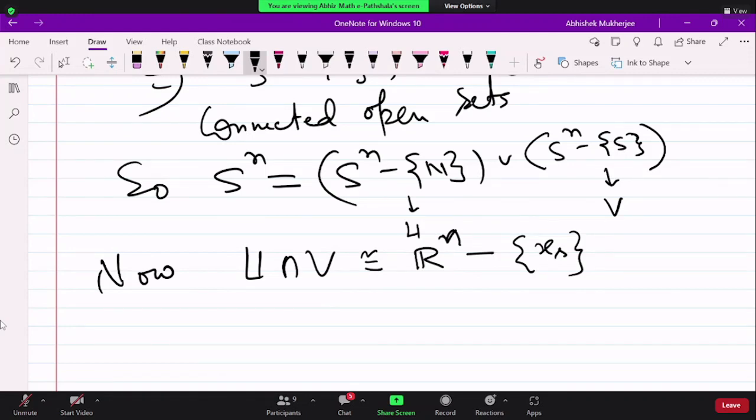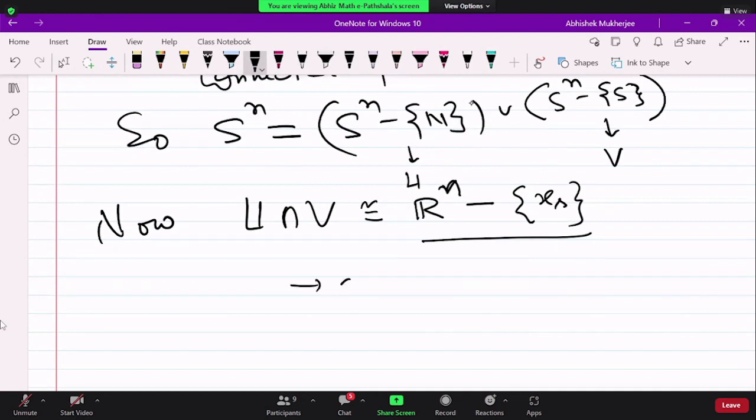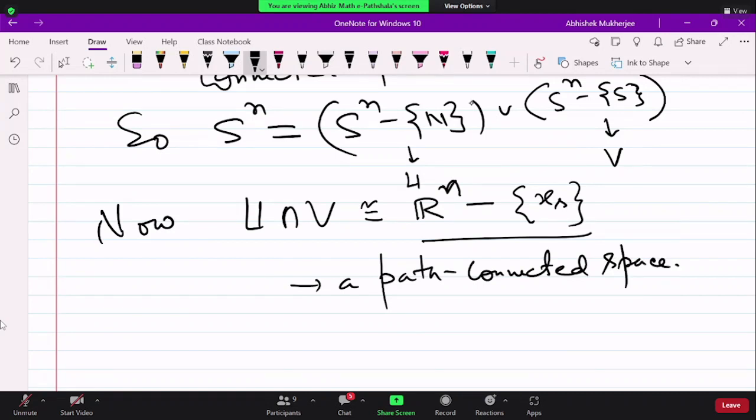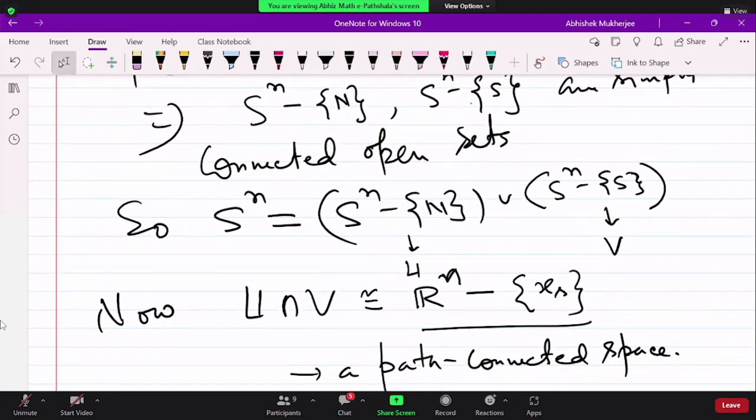Great. Since it is homeomorphic to this one, and this is a path connected space, right? So this S^n has an open cover constituting U and V, which are simply connected domains having path connected intersection.